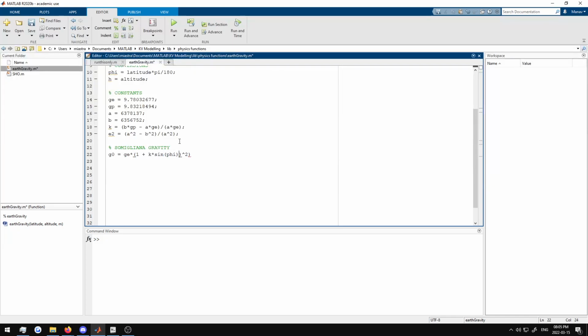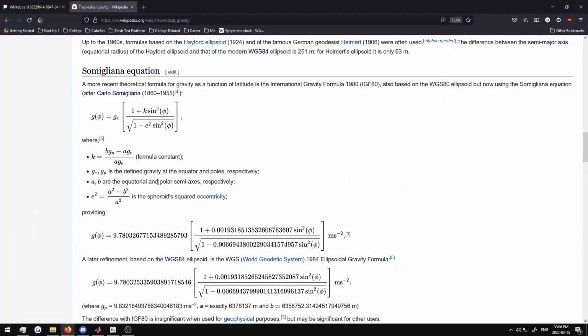And I'll actually put this in parentheses just to make sure I don't make any silly mistakes. Squared, and is going to be divided by the square root of 1 minus e squared times, and this is in parentheses again, sine phi squared. And we can see that we have all our parentheses, no errors, so that's good. And yeah, so there we have this expression right here.